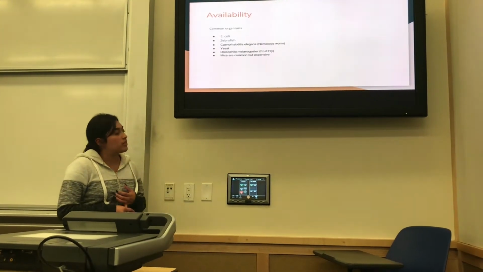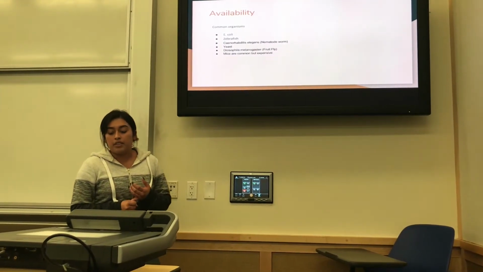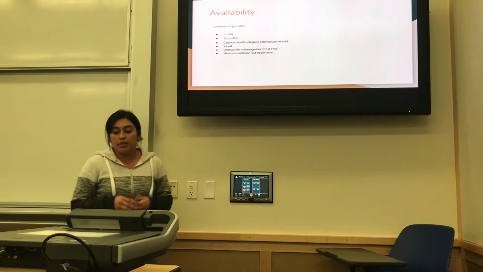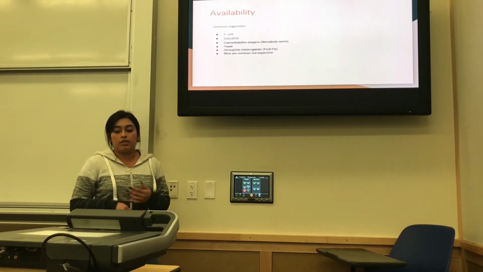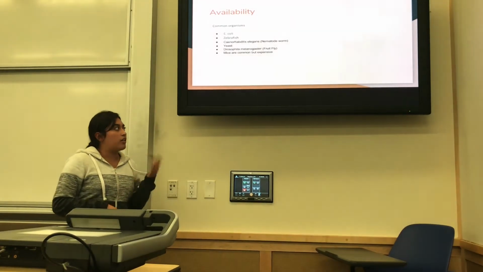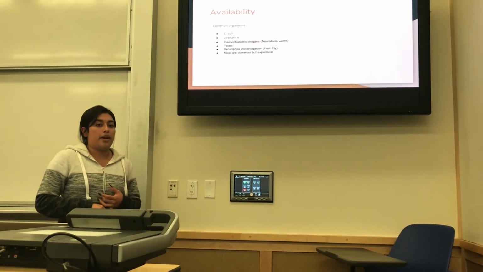And the last one, which is mice, since it's a mammal, is very similar to humans, and it can also express the same phenotypes as humans. And they're all very inexpensive except for mice.